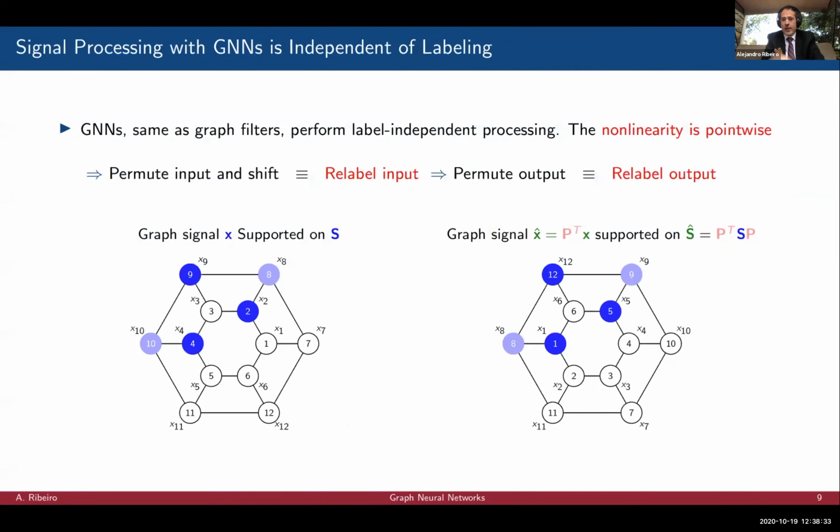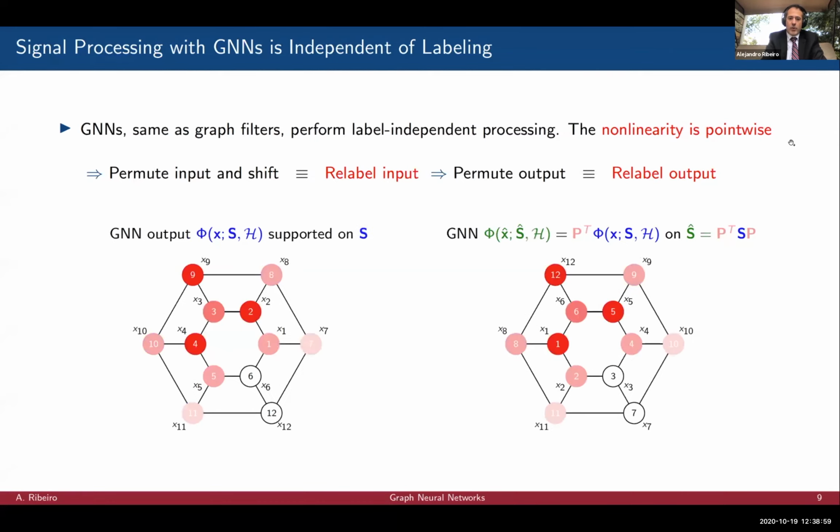Now, this tells you that your requirement to have signal processing or information processing that is independent of labeling is satisfied by the GNN. What I mean by that is the following. If I have this signal here supported on graph S, I consider a permuted version of that signal and a permuted version of the graph shift operator. This is the same figure that I showed you a couple of slides ago.